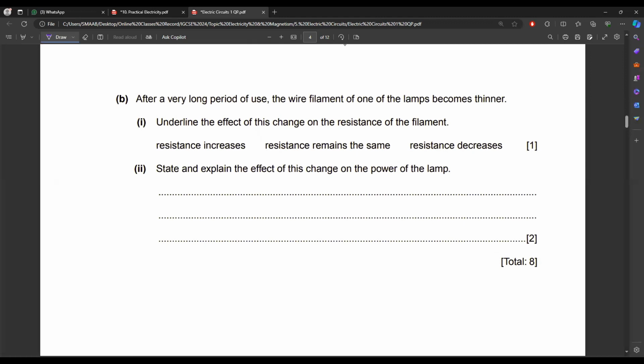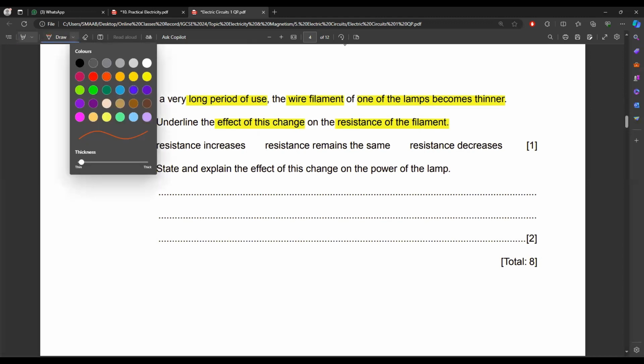After a very long period of use, the wire filament of one of the lamps becomes thinner. So underline the effect of this change on the resistance of the filament. Resistance increases. Resistance increases, okay. Resistance decreases. Resistance decreases, okay.